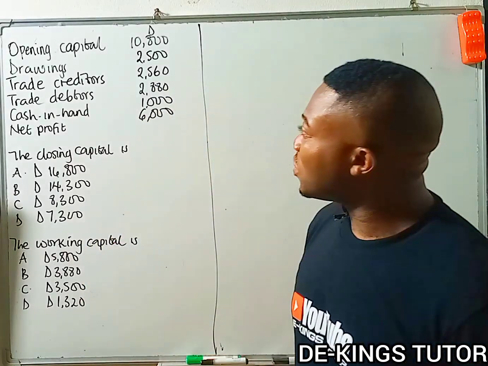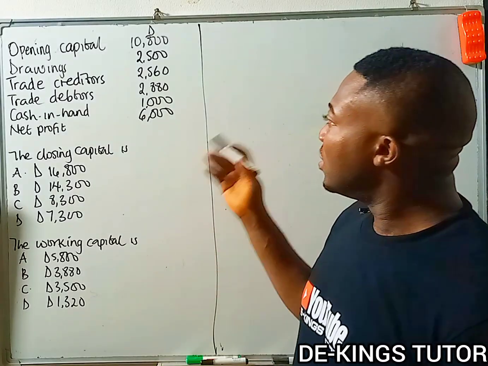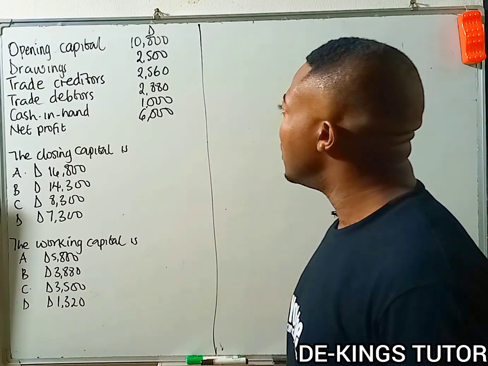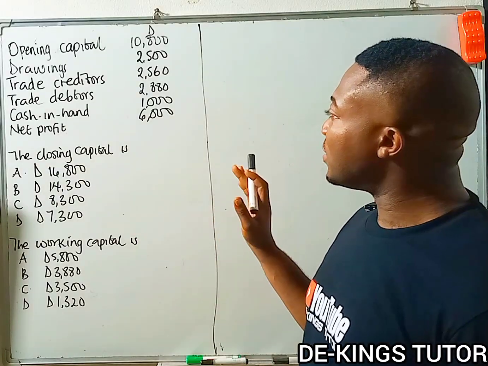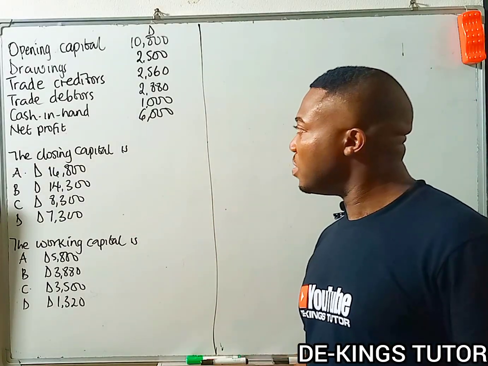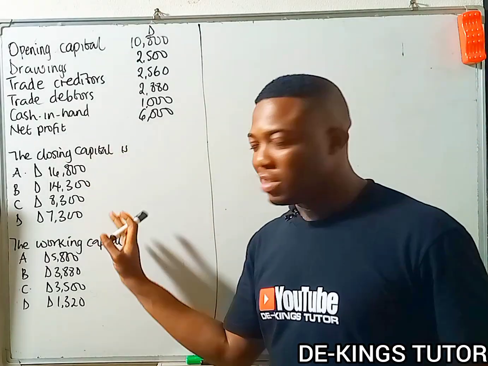Now we are given a question to solve. The question has opening capital of 10,800, drawings 2,500, trade creditors 2,560, trade debtors 2,880, cash in hand 1,000, and net profit is 6,000. And the first question is, what is the closing capital? The closing capital is dash. These are the several options.